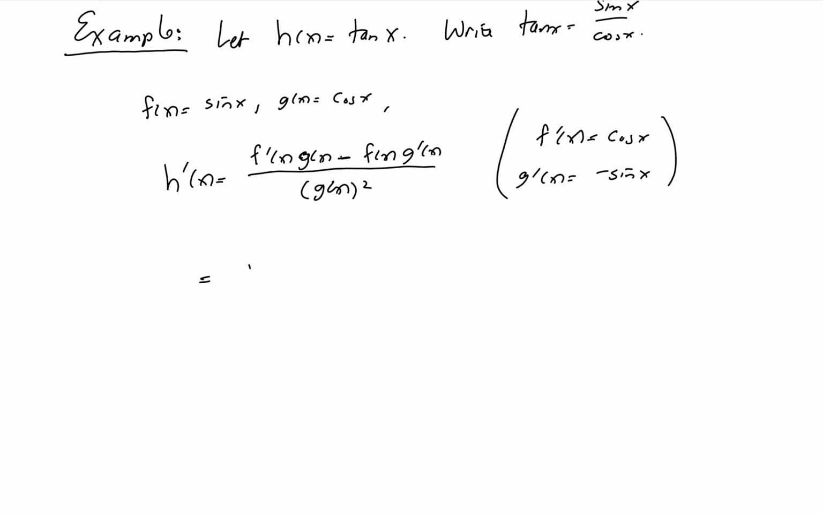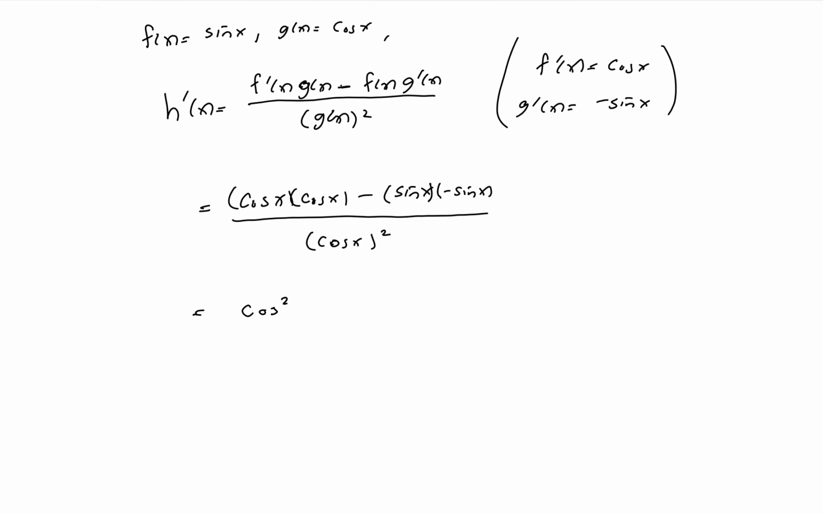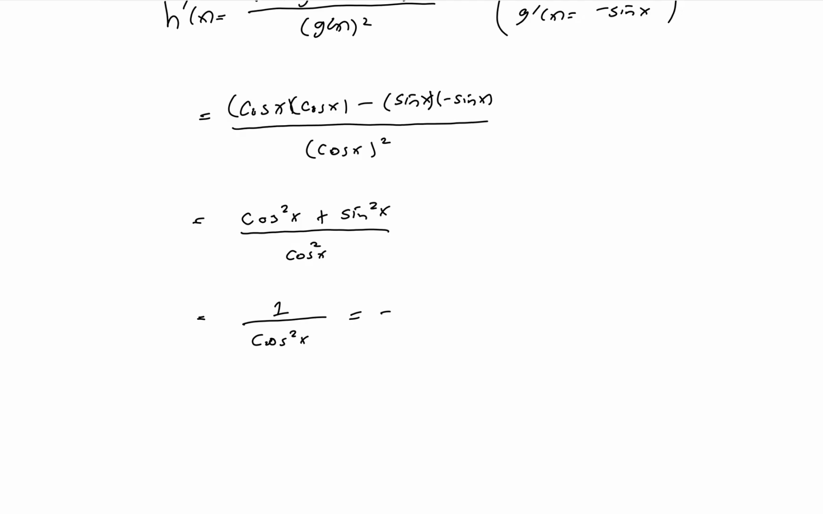So this becomes cosine of x, and g is cosine of x, so another cosine of x, minus sine of x times negative sine of x, all over cosine of x squared. Now we can simplify this. The top becomes cosine squared x, and the two negative signs cancel, so I get plus sine squared x, all over cosine squared x. The top part just becomes 1 from our Pythagorean identity. So we get 1 over cosine squared x, which is just secant squared x.